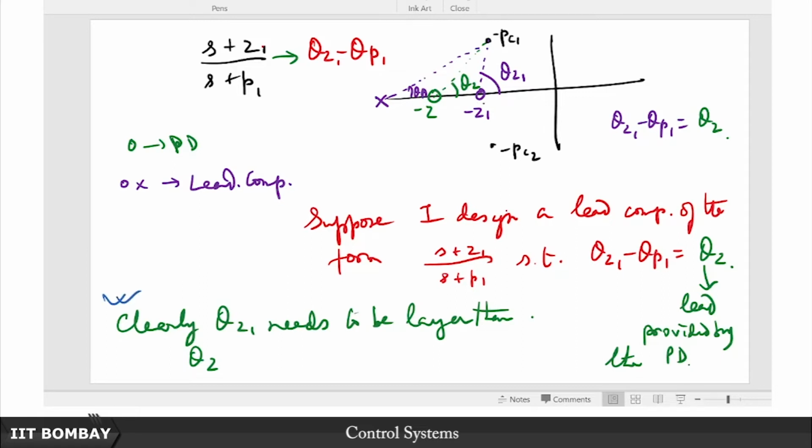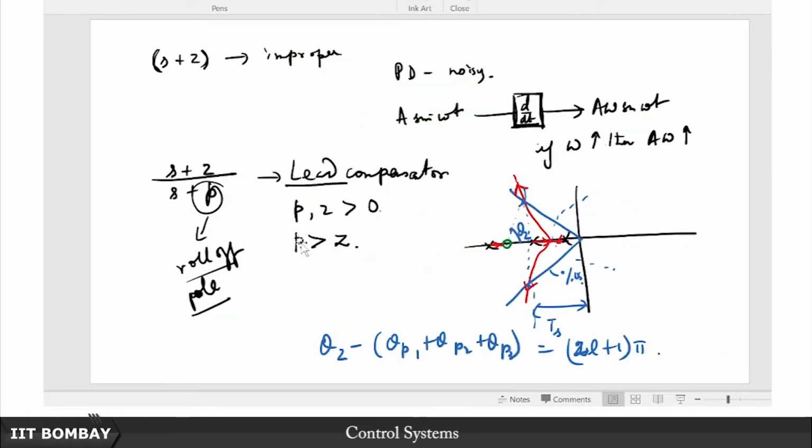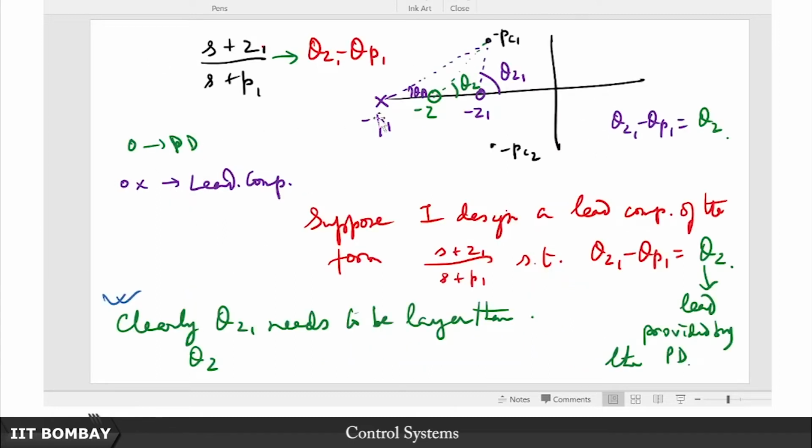Therefore this minus z1 must be to the right of minus z, and of course this minus p1 should be to the left of minus z1. That is exactly what this condition is saying here. So this pole must be greater in magnitude than the 0, in other words the pole must be to the left of the 0.